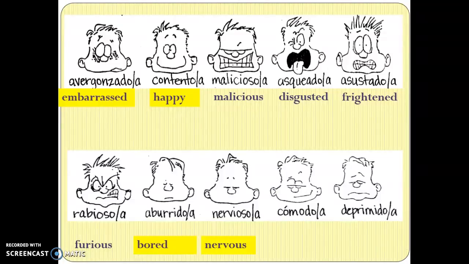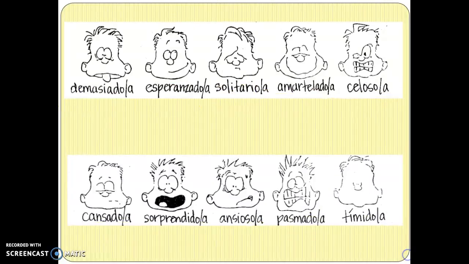Nervioso is a cognate. It means nervous. Cómodo, I would say it's cognate-ish because it means comfortable and the first 3 letters are the same. Deprimido is a cognate and it means depressed. So you need to know the last 4 in that row. So make sure those are highlighted.